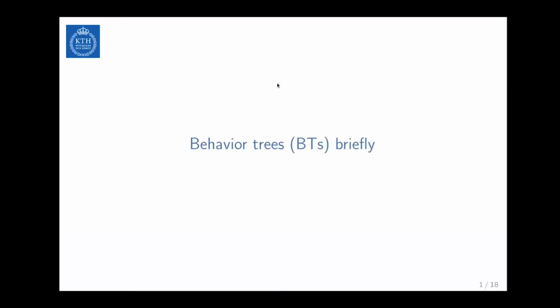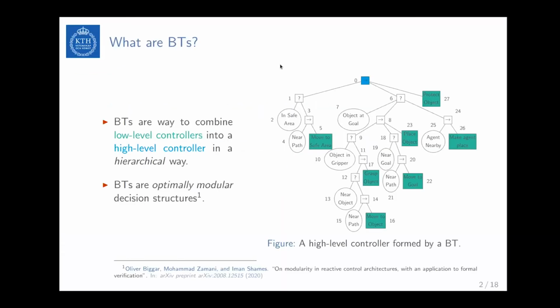So here we go. Behavior trees, briefly. What you see here is a tree. That's a behavior tree. It's really complicated. You don't have to understand how it works, but what you see here is that there's a bunch of green boxes. Those are low-level controllers. And then at the top, you have a blue box. So what behavior trees essentially are is a method to combine a bunch of low-level controllers that can be used for any sort of individual task, and combine them all together into one high-level controller, which is basically a controller that decides which low-level controller to use based on which situation you're in.